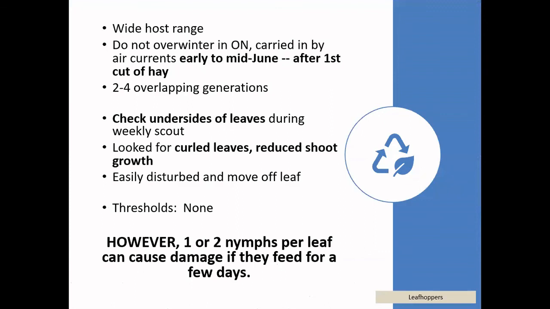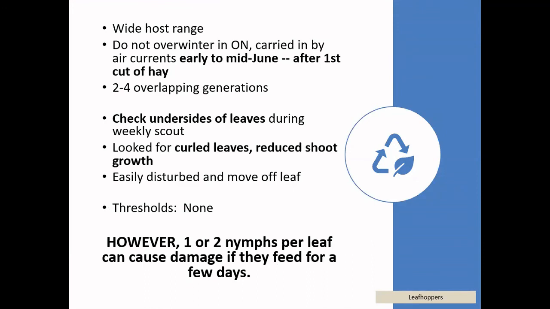Potato leafhopper has a wide host range, but what's important is that it doesn't actually overwinter in Ontario. So this is usually brought in on the air currents in those early thunderstorms. It's usually early to mid-June. Typically, you start to see movement into the orchard after the first cut of hay happens, but it seems that it can occur earlier and earlier each season.